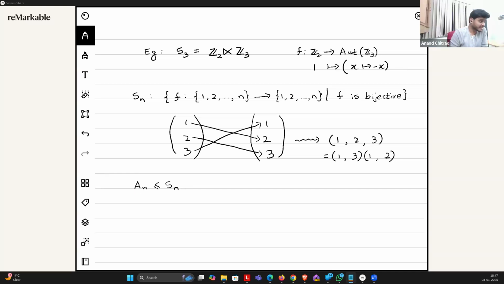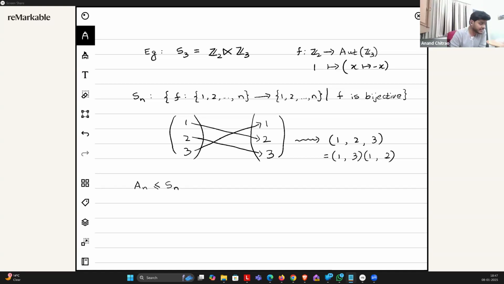Now, An is the subgroup of Sn consisting of such functions, which can be written as a product of an even number of transpositions, as you told me. It's a group. It's a subgroup because if you take two elements which can be written as a product of an even number of transpositions, then their product is definitely an element which can be written as an even number of transpositions, right? So it forms a subgroup.